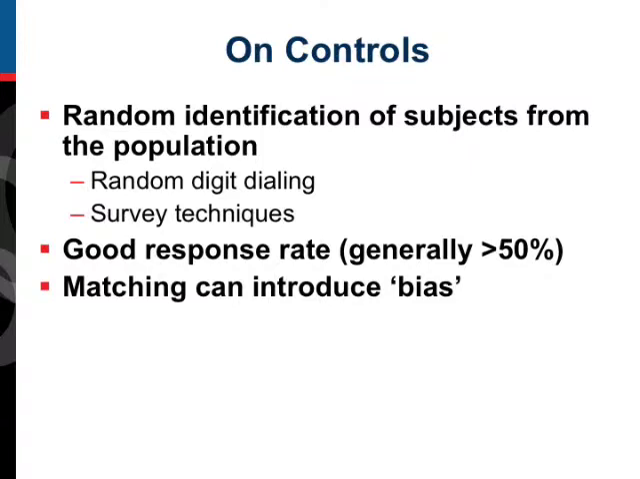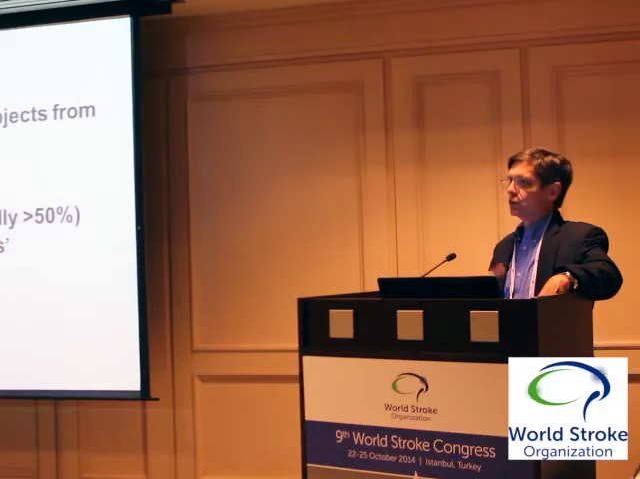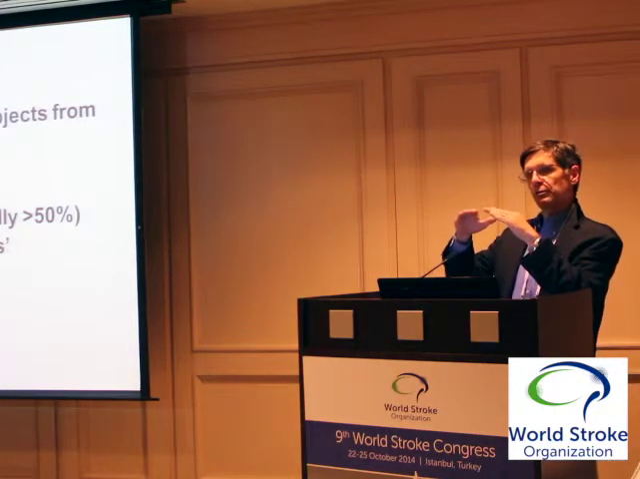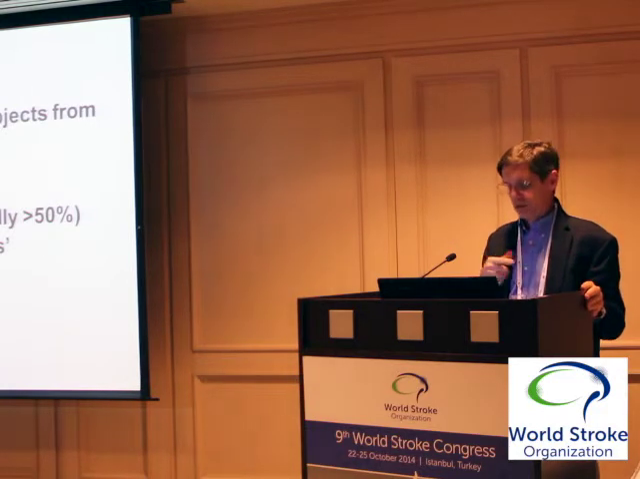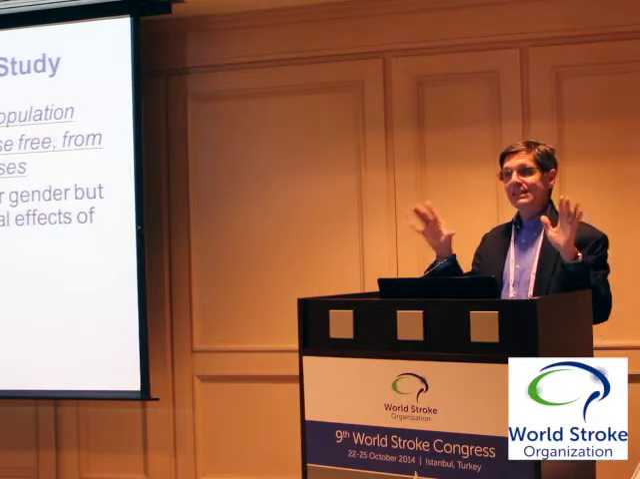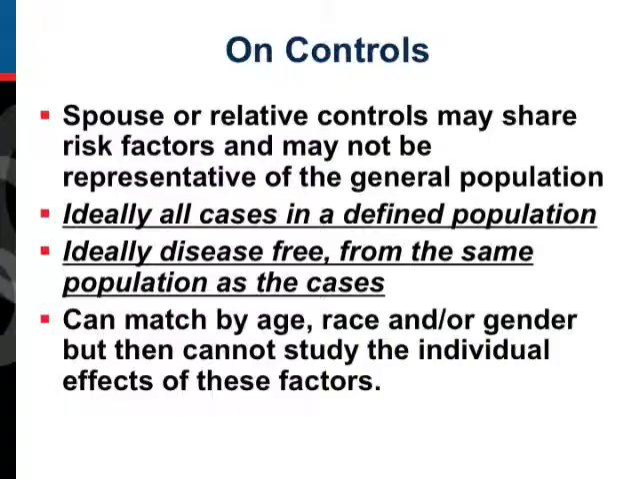If you have a good response rate, greater than 50%, you get a pretty good representative group of controls. And George talked about matching, and matching can help you control for certain variables, but also in a sense can induce bias in the study itself. So, what's the ideal case control study? All cases in a defined population, and then representative controls, disease-free from the same population as the cases. And then you can match. If you match, you can't study the individual effects of these factors such as race and age.